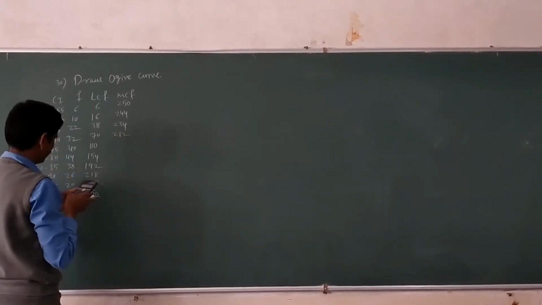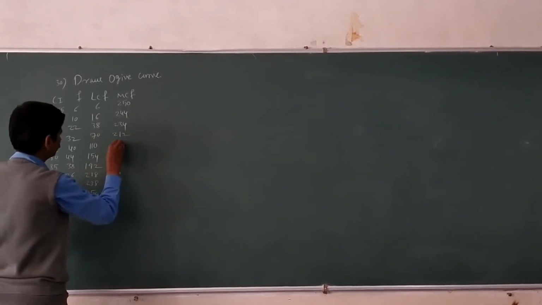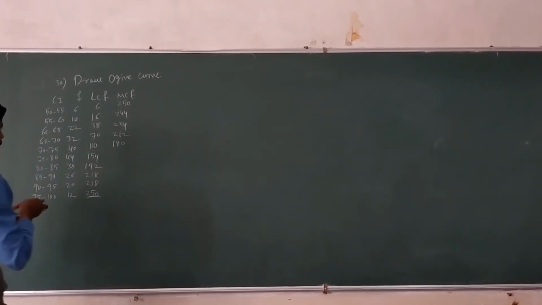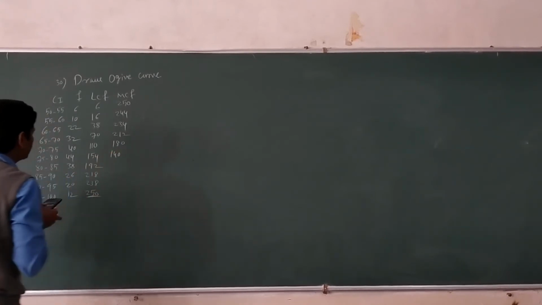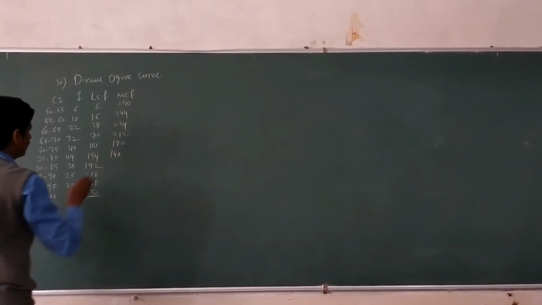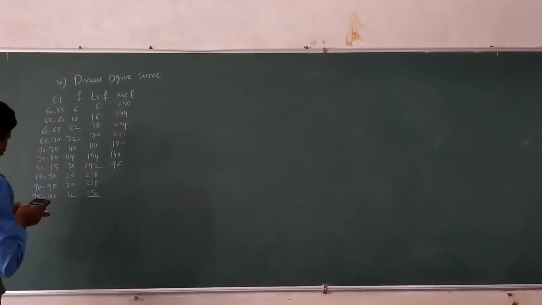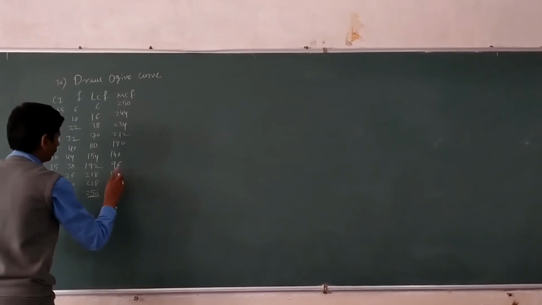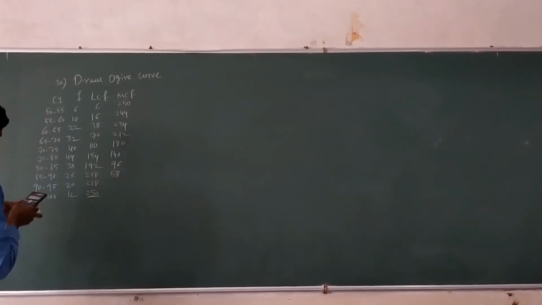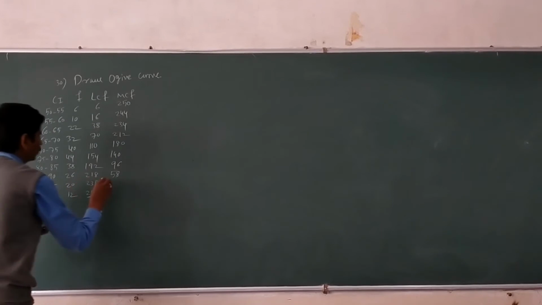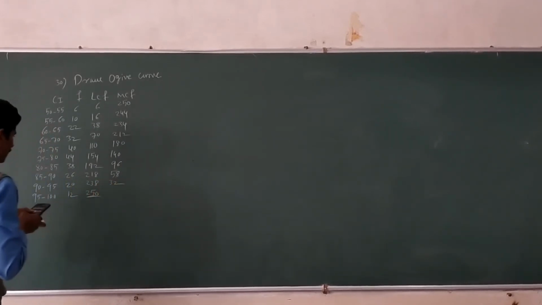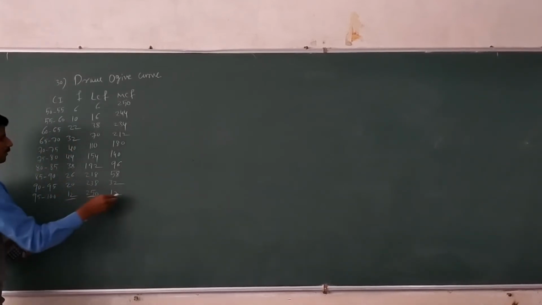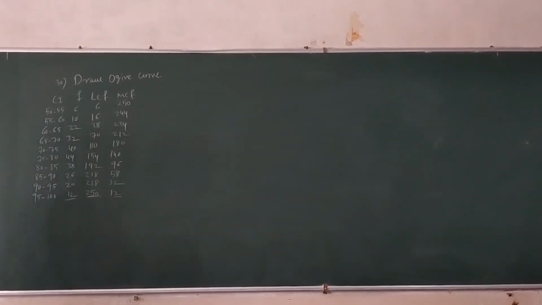250 minus 70 is 180, 250 minus 110 is 140, 250 minus 154 is 96, 250 minus 192 is 58, 250 minus 218 is 32, 250 minus 238 is 12. Here the last term of the frequency and the last term of the MCF are the same.